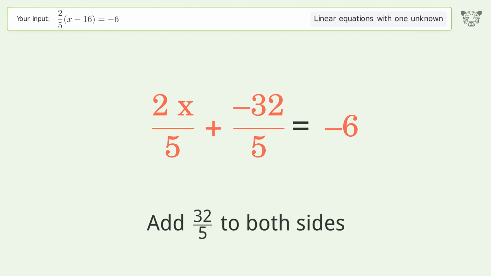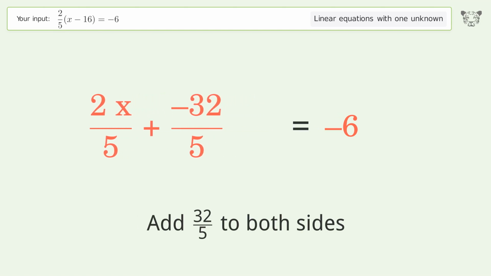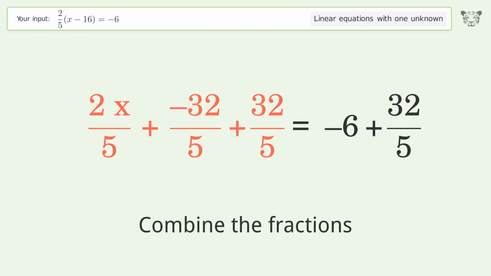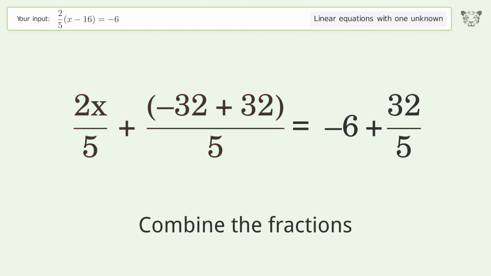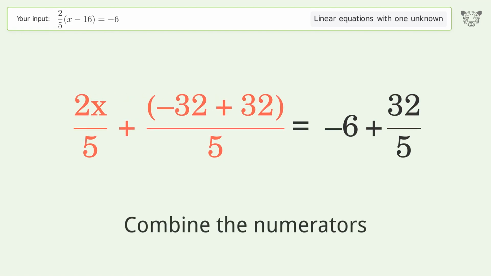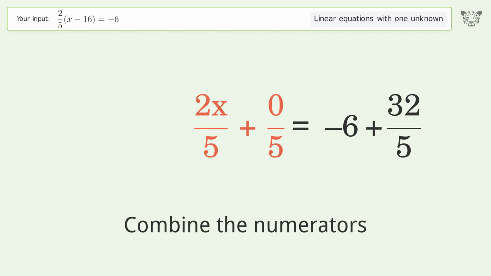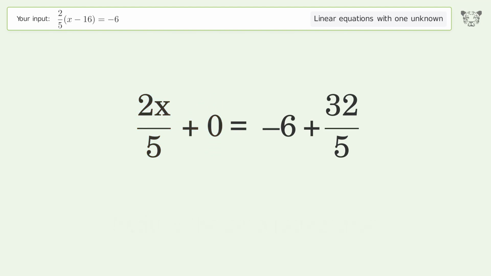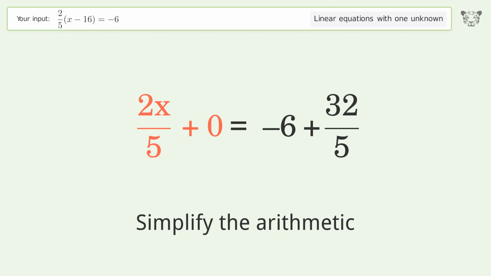Add 32/5 to both sides. Combine the fractions. Combine the numerators. Reduce the zero numerator. Simplify the arithmetic.